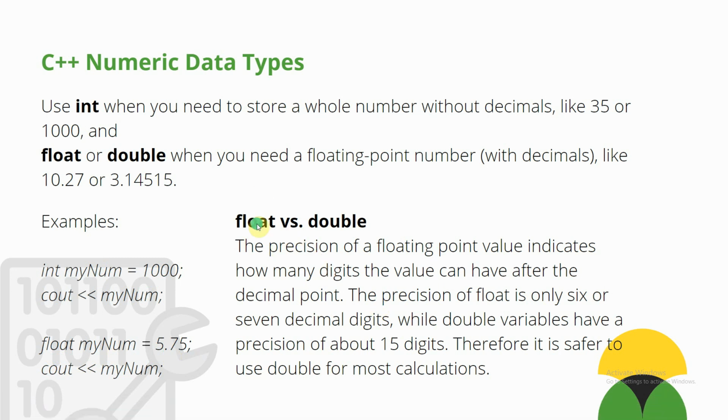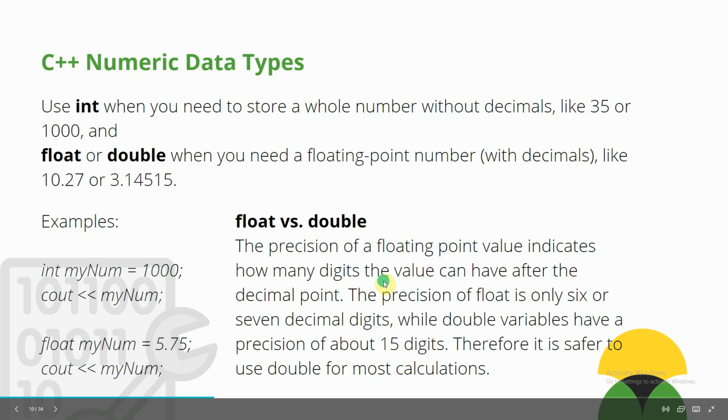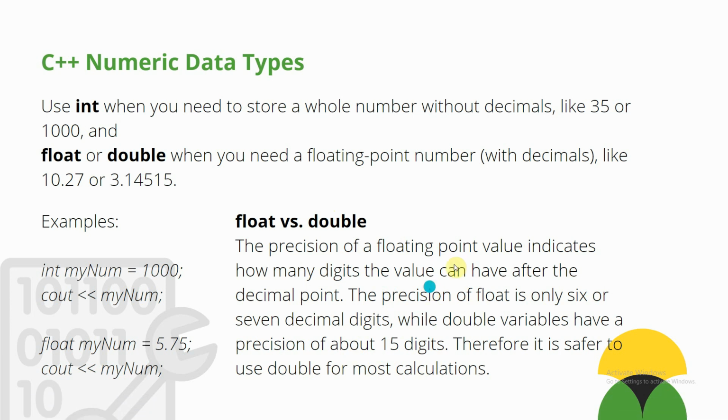So in comparison of the two, float versus double data types, the precision of a floating point value indicates how many digits of the value can come after the decimal point. The precision of float is only 6 to 7 decimal digits, whereas double has a precision of about 15. So for safe use of these data type declarations, they suggest using double instead of float for most of your calculations that involve decimal places and decimal numbers.